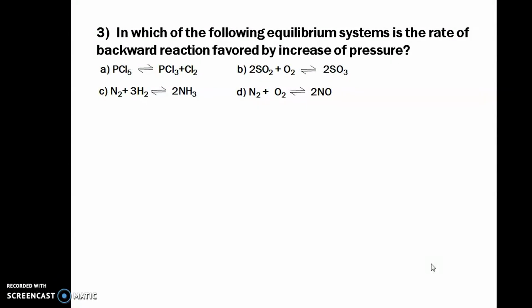Third question, in which of the following equilibrium systems is the rate of backward reaction favored by increase of pressure? Option A, PCl5 reversibly giving rise to PCl3 plus Cl2. Option B, 2SO2 plus O2 reversibly giving rise to 2SO3. Option C, N2 plus 3H2 reversibly giving rise to 2NH3. And option D, N2 plus O2 reversibly giving rise to 2NO. Let us see the solution for this.